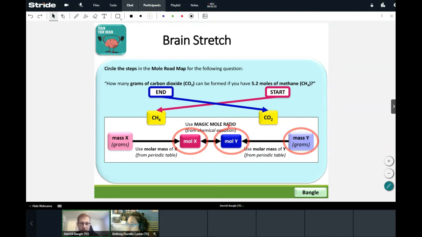And our middle step is that we first need to convert to moles of Y. Converting from moles to moles uses that magic mole ratio, where we get two different values of moles from a chemical equation, as we'll see in a couple slides when we practice that again. And then finally, converting from moles to grams or mass of Y, we're using the molar mass from the periodic table.